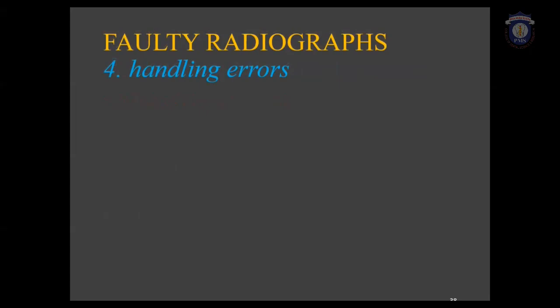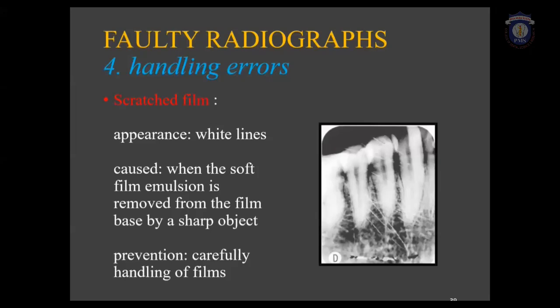Next are the handling errors. After placement, exposure, and processing, we need to ensure that the film is handled with care. The first one in handling errors is the scratched film. These are the white lines which appear. This occurs because the emulsion is soft and is removed from the film base by a sharp object. So the only resolution for this is careful handling of the film.